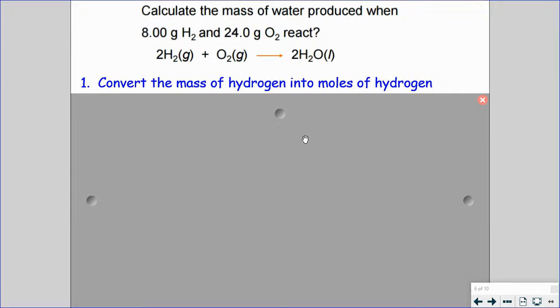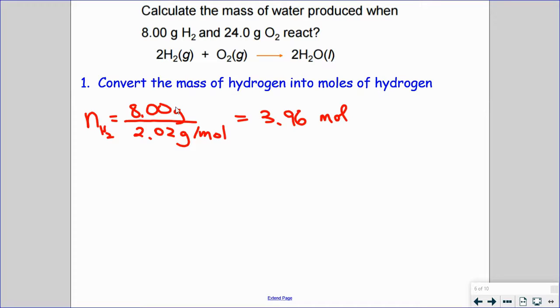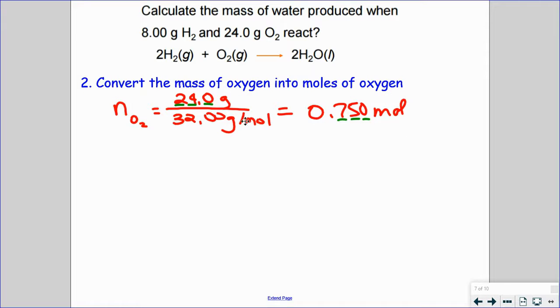All right, so to convert the mass of hydrogen into the moles of hydrogen, we're going to take mass over molar mass. 8 divided by 2.02 grams per mole is 3.96 moles. And this is the number of moles of hydrogen that we're starting off with. Now for oxygen, it's going to be 24 grams divided by 32.00 grams per mole. This works out to be 0.750 moles.